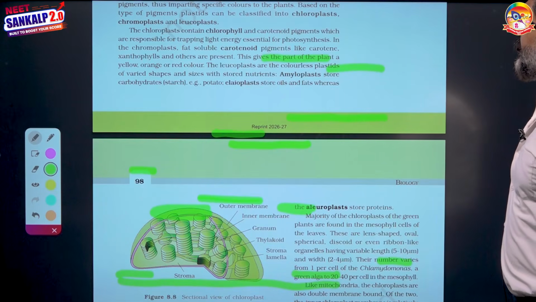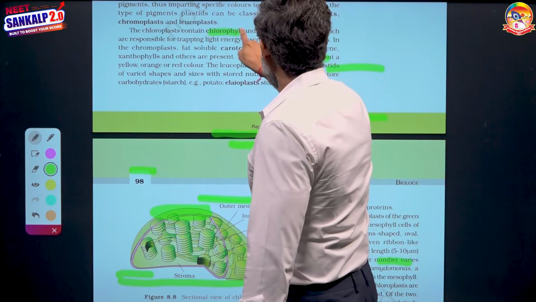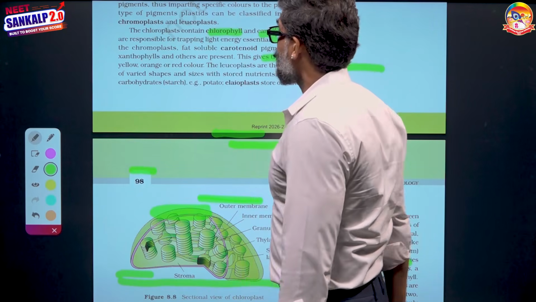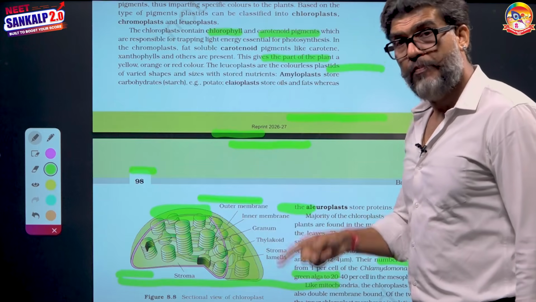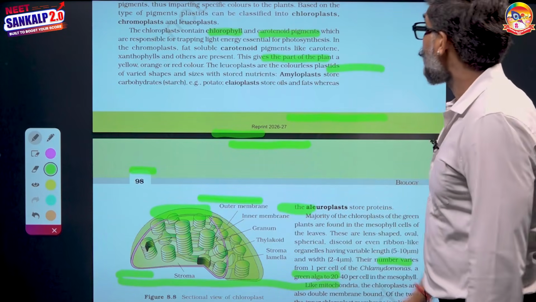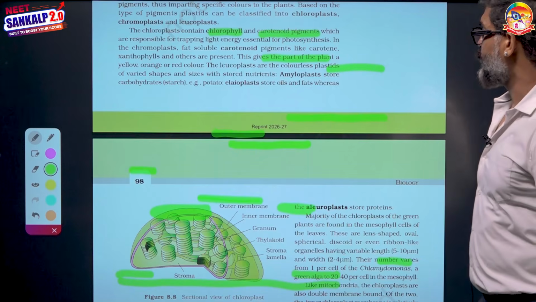Chloroplasts contain chlorophylls and carotenoid pigments. Chloroplasts are of a green color, they are rich in chlorophylls but they also have carotenoids. They are responsible for trapping of the light energy essential for photosynthesis.